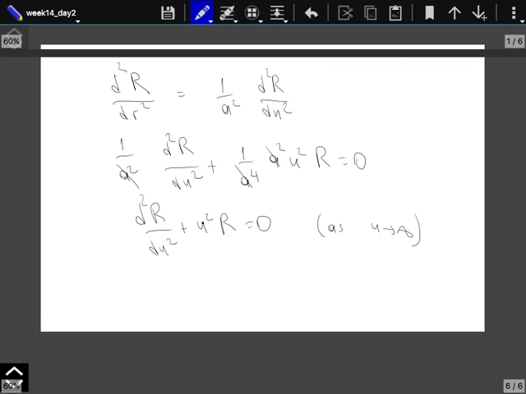Now, if u were constant, this was kind of an easy solution. It's just like the harmonic functions. But u is not a constant. Nevertheless, we can say that R is equal to e to the power minus u squared over 2. Well, you see, this R doesn't satisfy my differential equation over there for an arbitrary u.